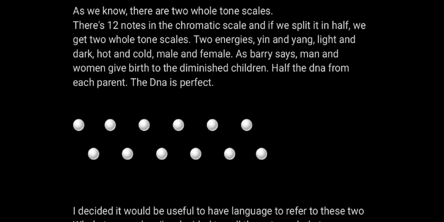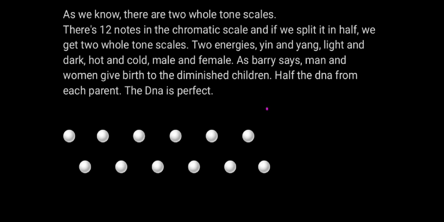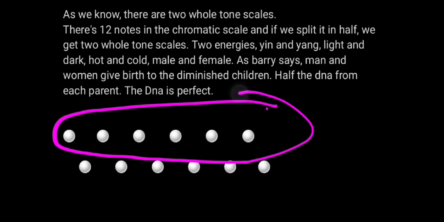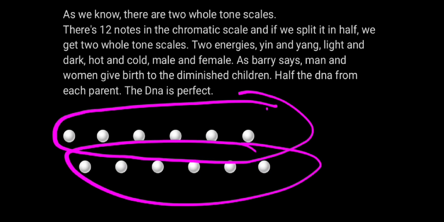There are 12 notes in the chromatic scale, and if we split it in half, we get two whole tone scales, two energies: yin and yang, light and dark, hot and cold, male and female. As Barry says, man and woman give birth to the diminished children, half the DNA from each parent. The DNA is perfect. And here we have the chromatic scale organized into two rows, so we can see them each.